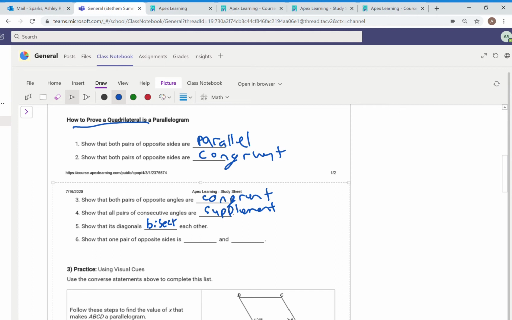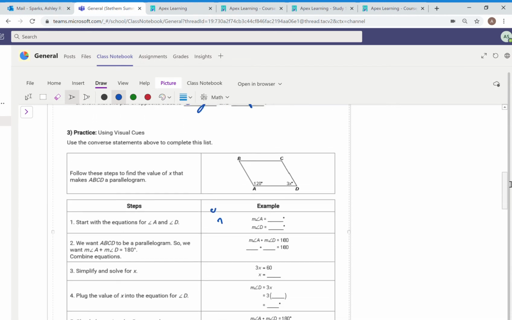And another fun one is if one pair of opposite sides are congruent and parallel. So I'd only need to know about one side. If I knew that information, it would be enough to say that I have a parallelogram. Okay? So what might questions look like with this? It says use the converse statement above to complete this list. And I'm just going to step it out without their guidance.